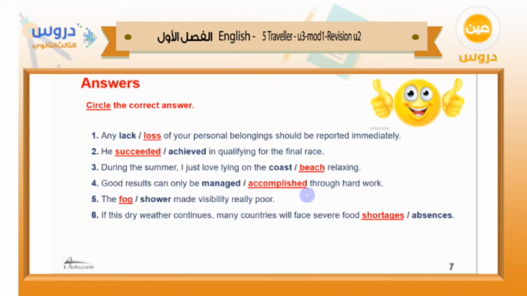Here we go with the right answers. Number 1, any loss of your personal belongings should be reported immediately. Number 2, he succeeded in qualifying for the final race. Number 3, during the summer, I just love lying on the beach relaxing. And good results can only be managed or accomplished. As you can see here, the right option is accomplished through hard work, and the fog made visibility really poor. And the final option, if this dry weather continues, many countries will face severe food shortages. Okay, so easily lost, succeeded, beach, accomplished, fog, shortages is the right option for each sentence.